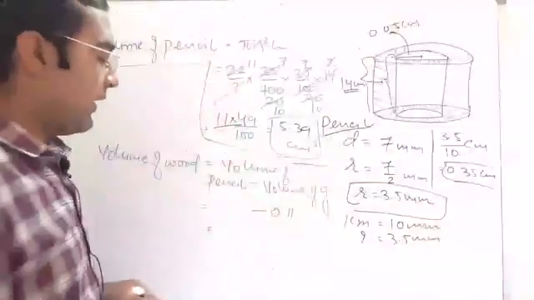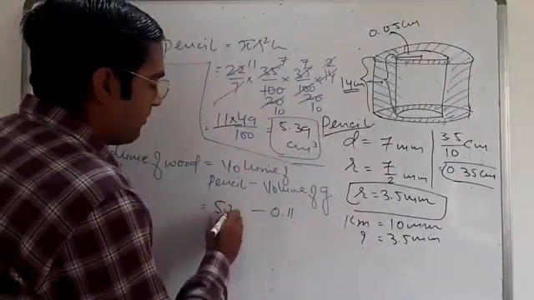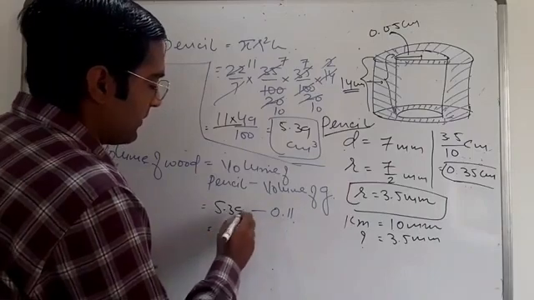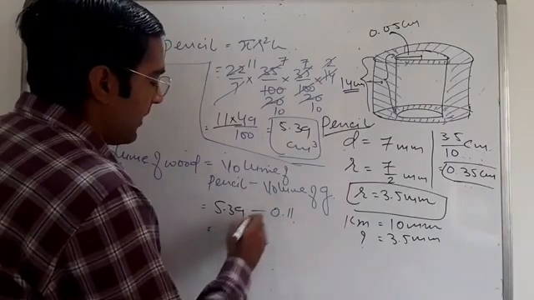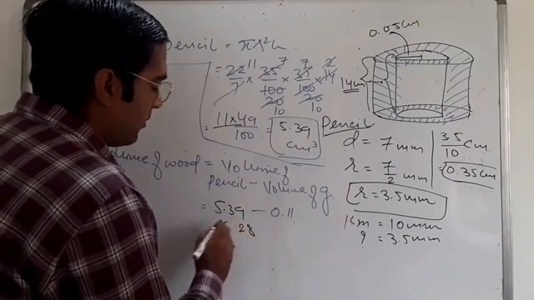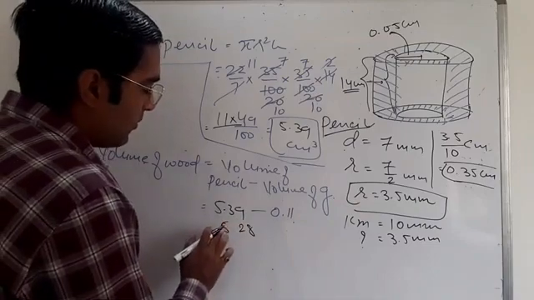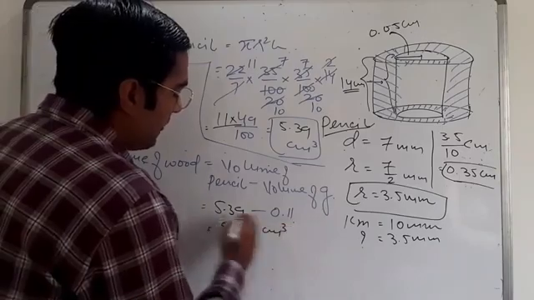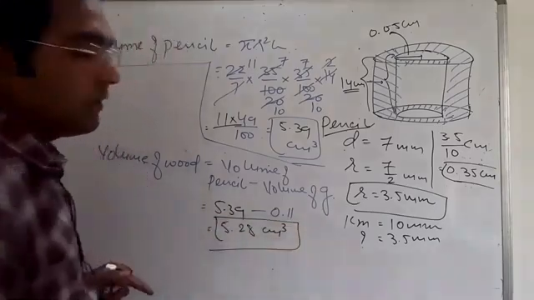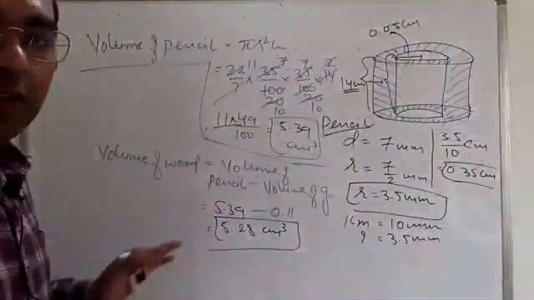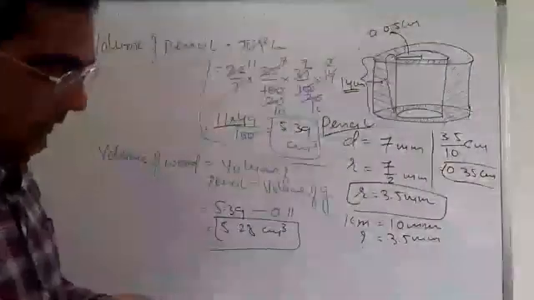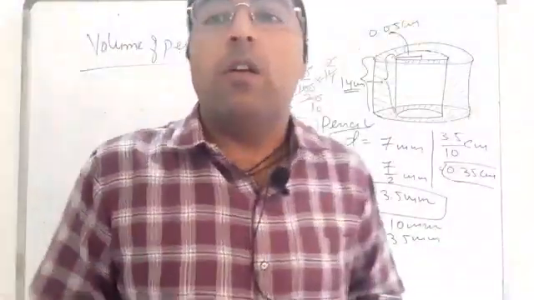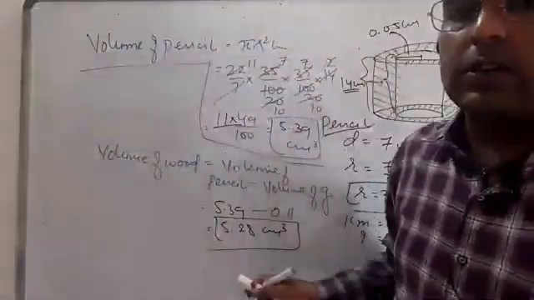Now we have to find 5.39 minus 0.11, that is 5.28 centimeter cube. That is my volume of the wood. Okay, understand students? Clear all of these things?